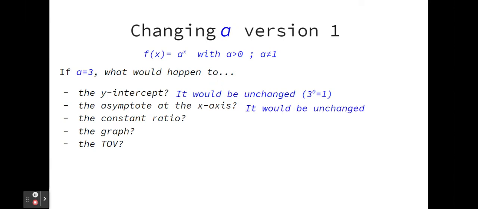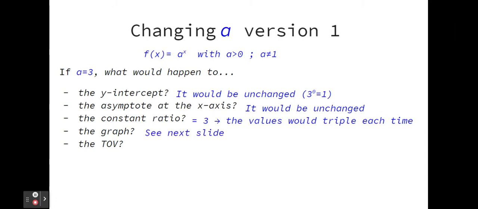Similarly, the function would still be asymptotic to the x-axis. No matter what values we put for the exponent, it will never be 0. The constant ratio does change. Now the constant ratio is 3. So the values, instead of doubling each time, they would triple. So that is an important change. And we're going to see in the next slide what happens to the graph, and in the slide after that, what happens to the table of values when a is 3.